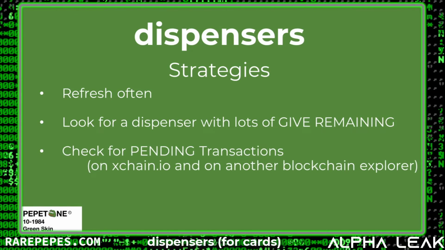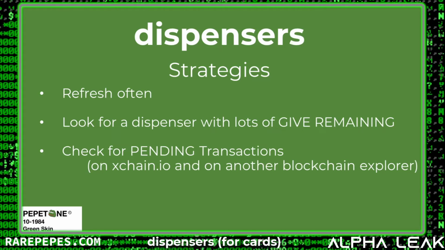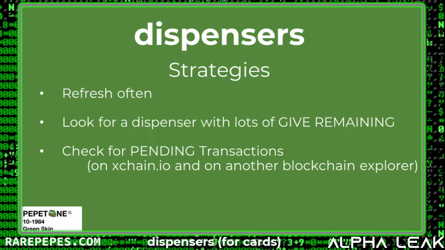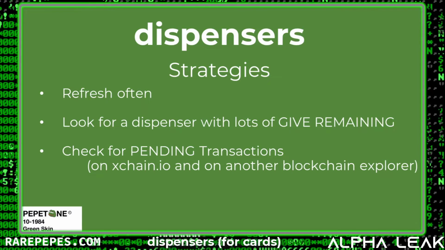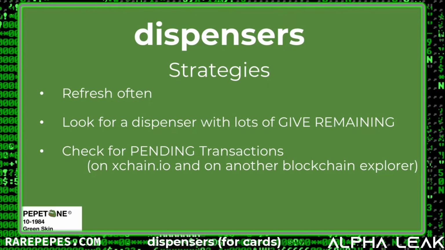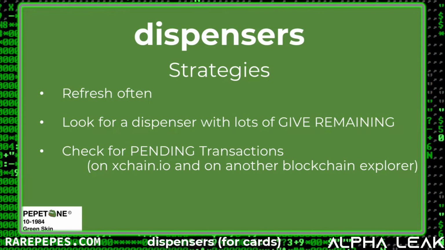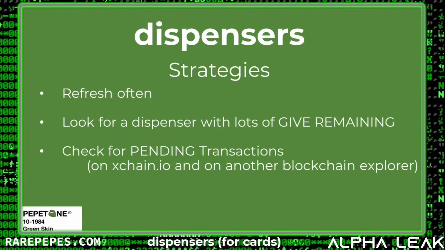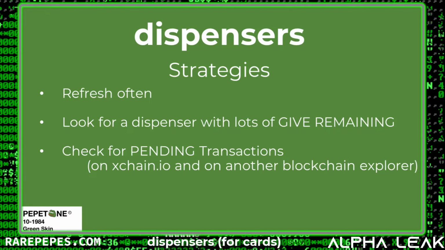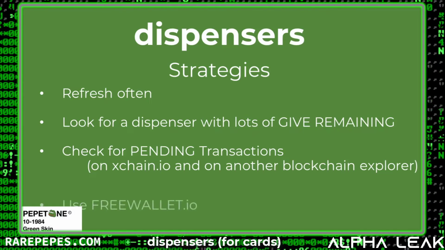Also, before you send to that dispenser, take a look at xchain.io and maybe another blockchain explorer and search that destination address and see if there are any existing pending transactions going to that address. That might indicate that somebody else is already trying to get that card, and maybe it's better for you to go and find a different dispenser or find another deal somewhere else rather than fighting that battle.